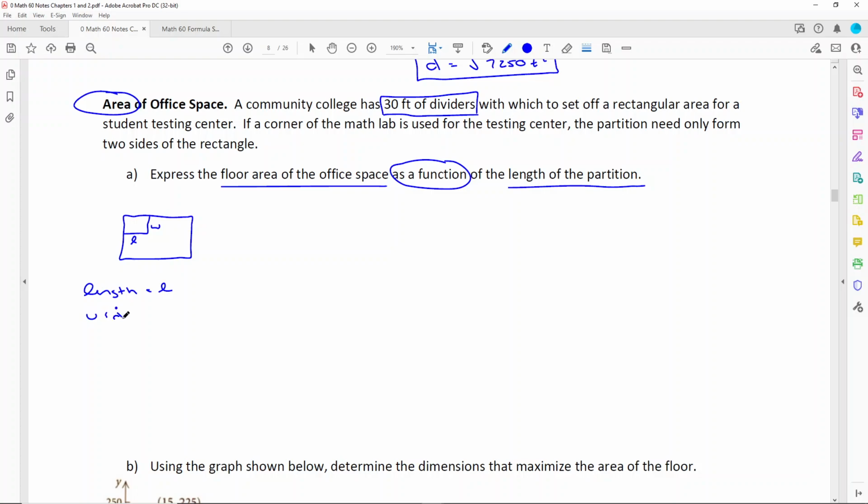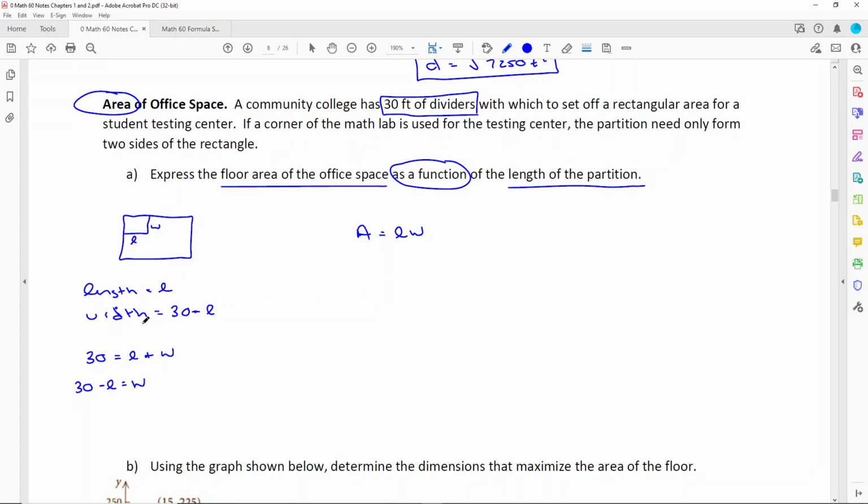Width, I don't want a second variable, so I want to find a way of writing width in terms of length. Now I know I have 30 feet to make up the length and the width. So if I wanted to express width as an L, I would subtract L from both sides and I get 30 minus L. So width is 30 minus L. Now I want to write an equation for area. Area of a rectangle is equal to length times width.